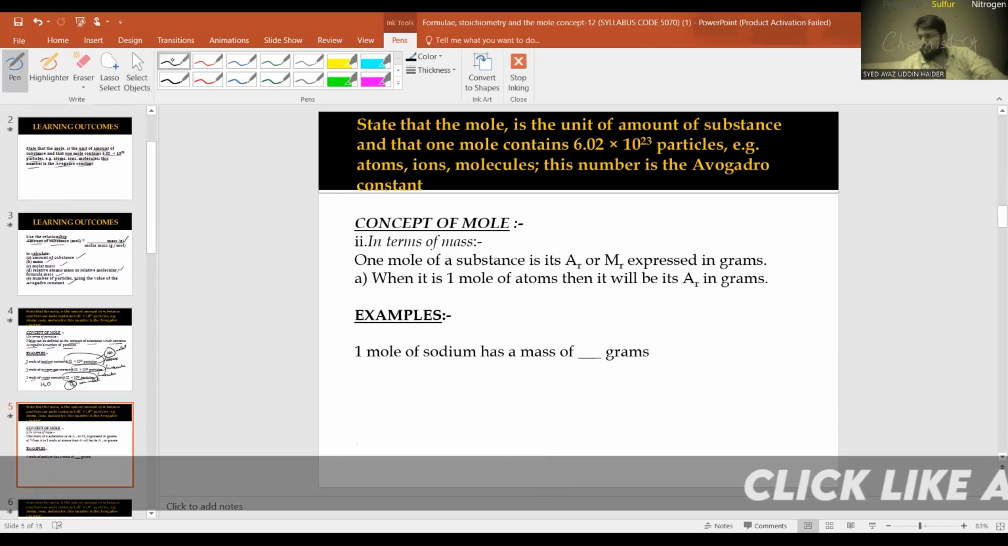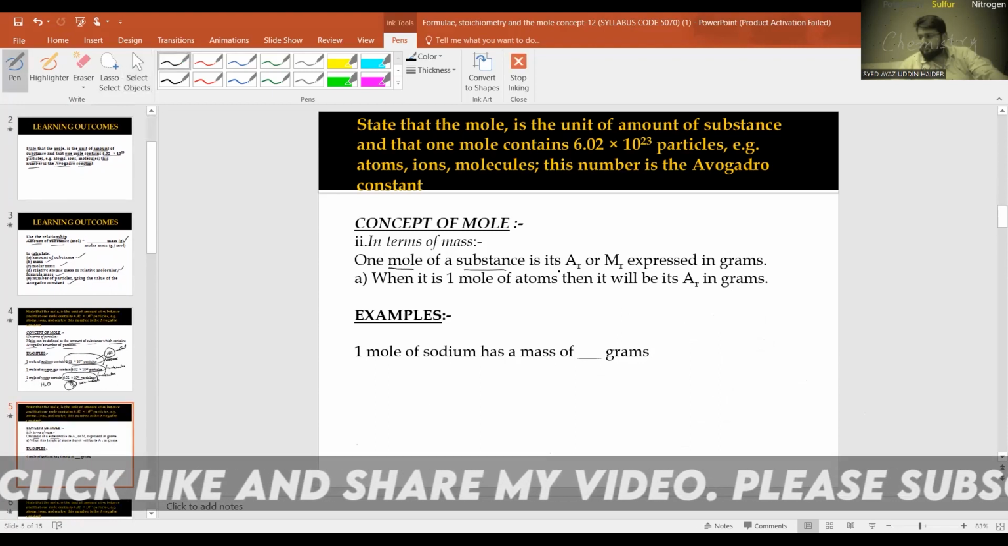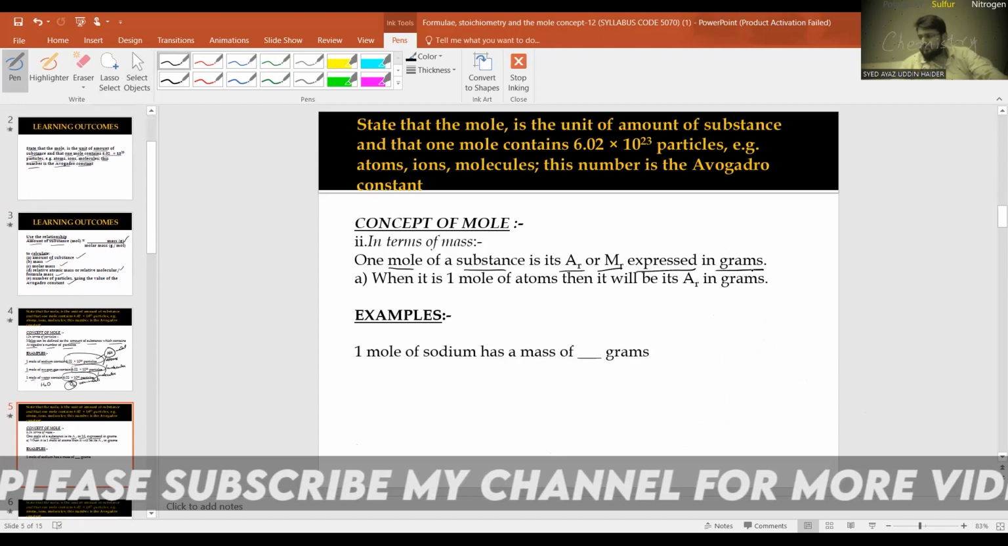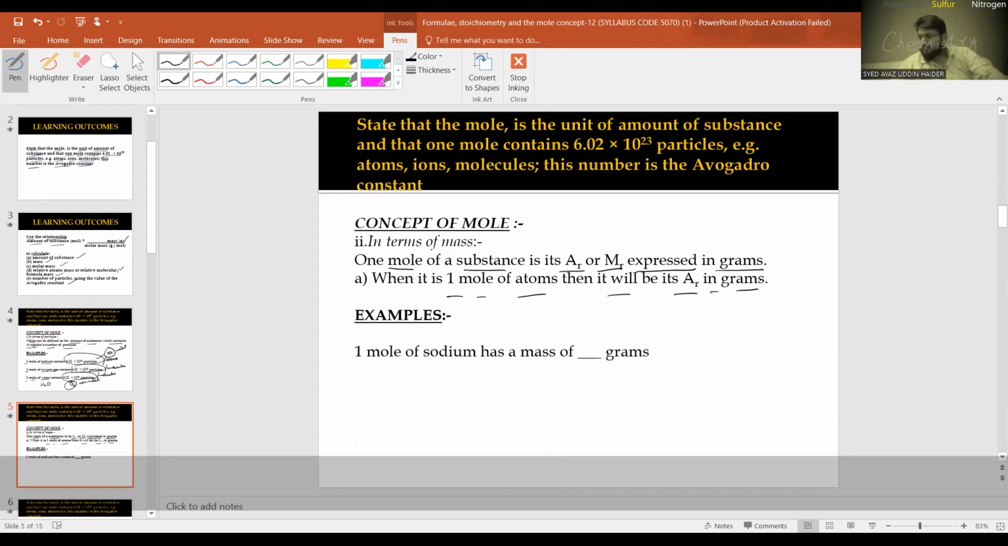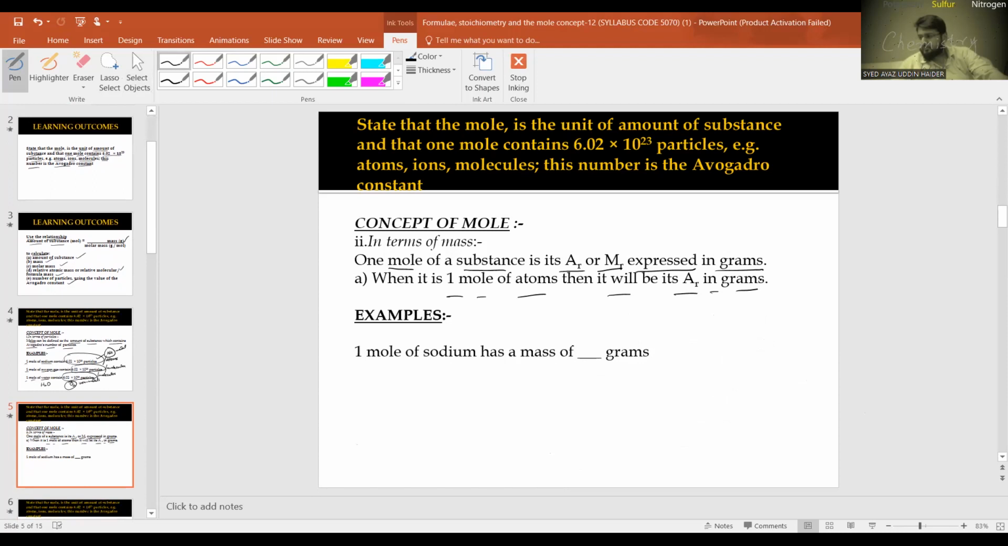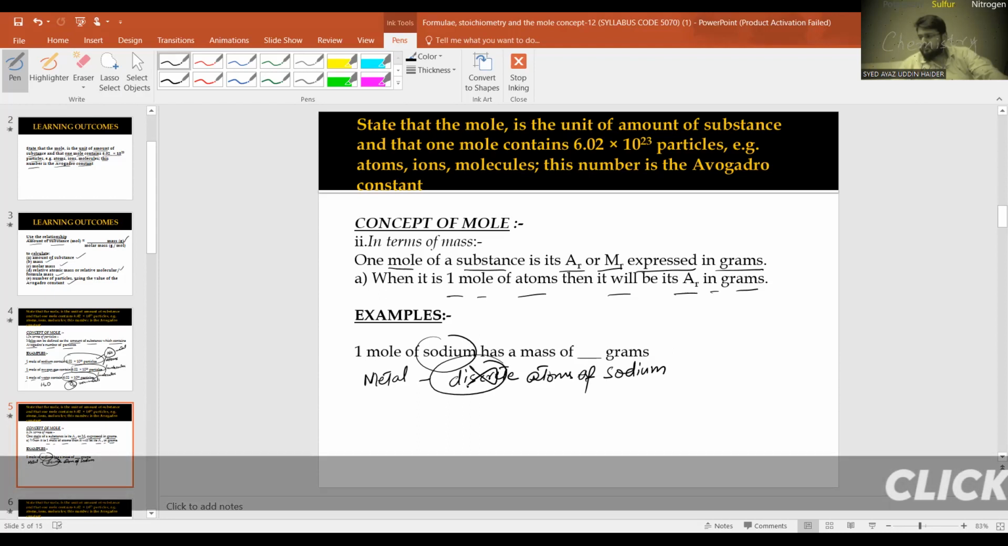In terms of mass, 1 mole of a substance is its AR or MR expressed in grams. When it is 1 mole of atoms, then it will be its AR in grams. In the previous slide, I talked about sodium, and sodium is a metal. It contains discrete atoms of sodium. Make it atoms of sodium if this term confuses you.